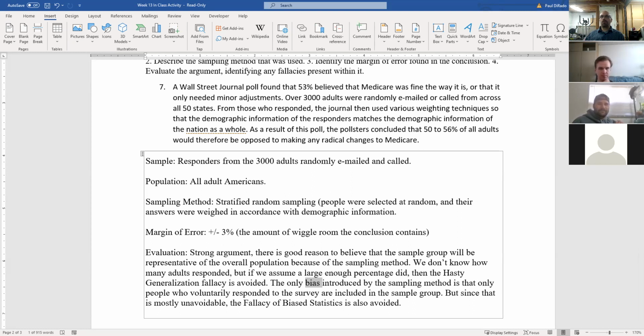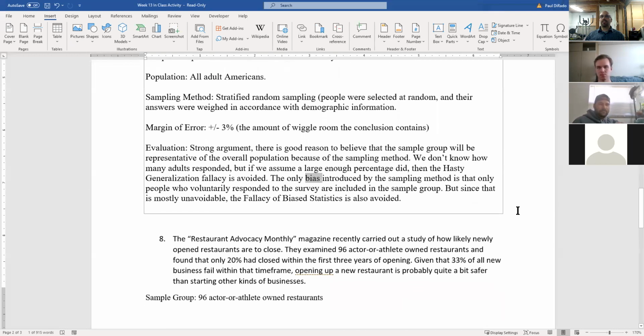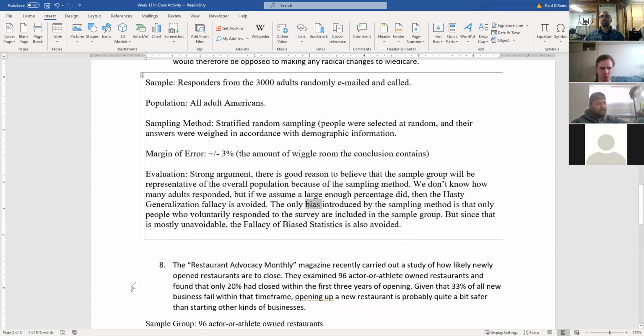Awesome. Good. Any other questions with this one? All right, let's do one last example of an inductive generalization. Let's do number 8, and then we'll end it for the day.